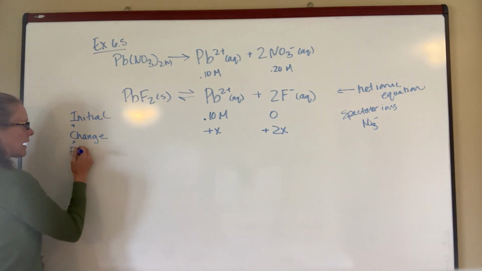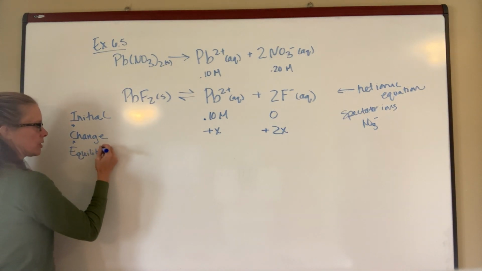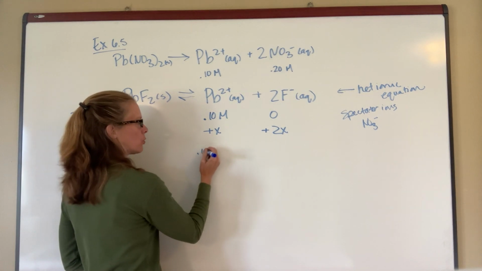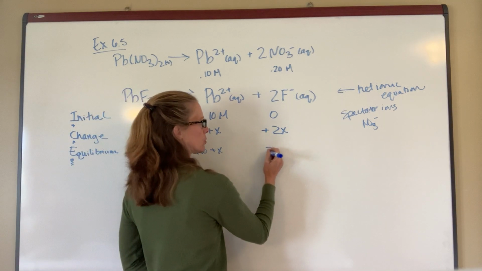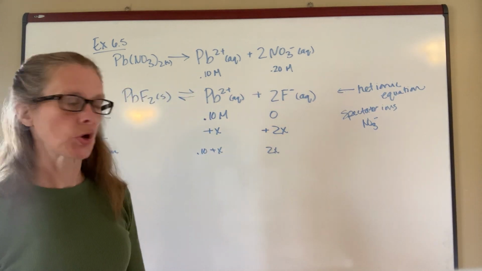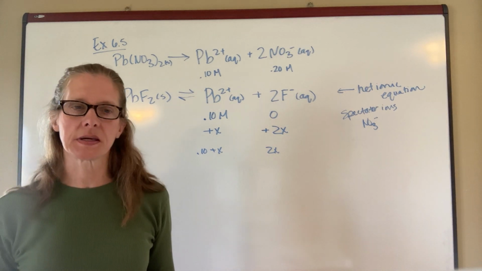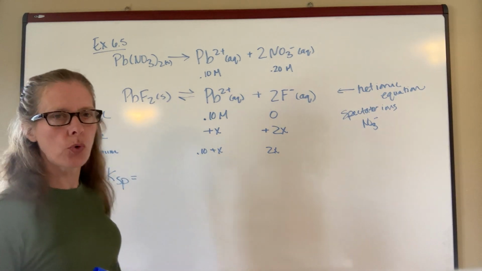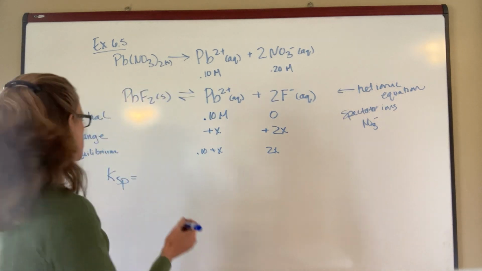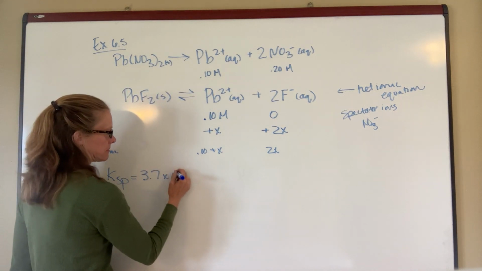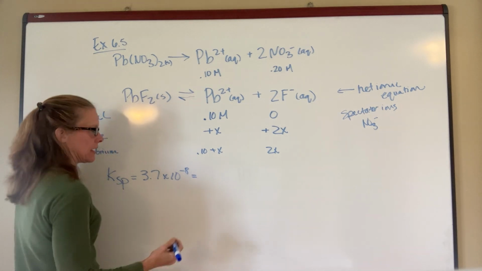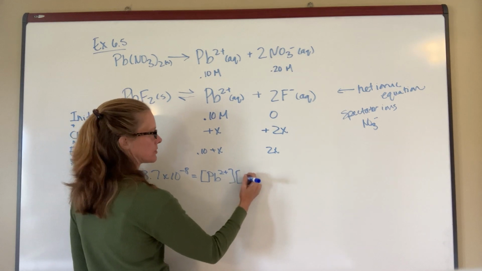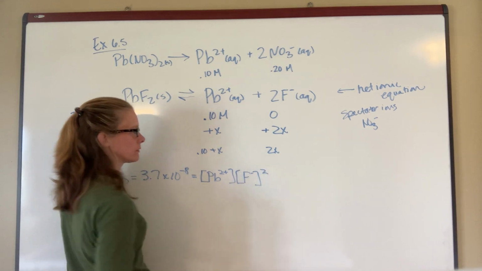So therefore, at equilibrium, once that equilibrium gets established, which is what the E stands for, this is going to be 0.10 plus X, and this is going to be 2X. Okay? Now I can look at the Ksp expression. So Ksp for the lead fluoride, they told us it was 3.7 times 10 to the minus 8th. And the equilibrium expression is the lead ion concentration times the concentration of the fluoride ions squared.